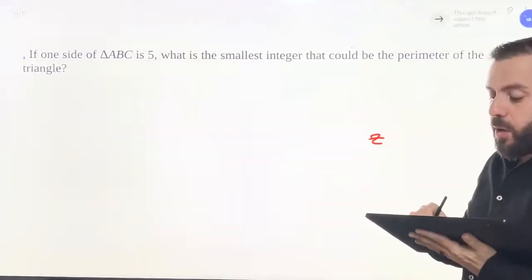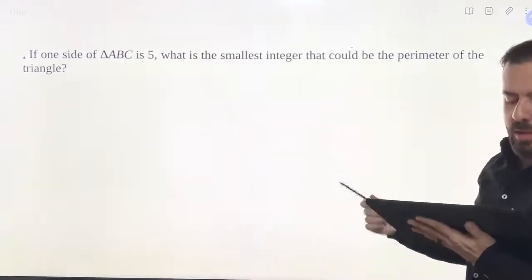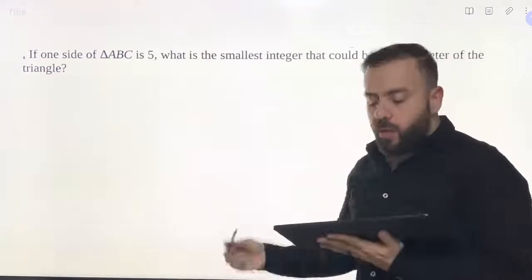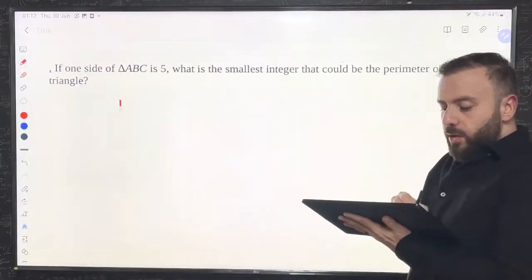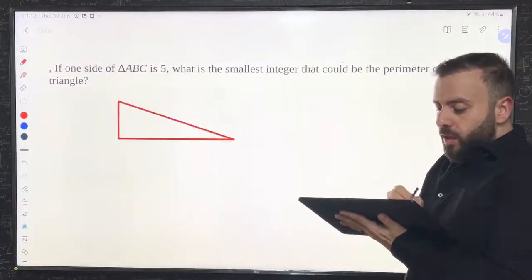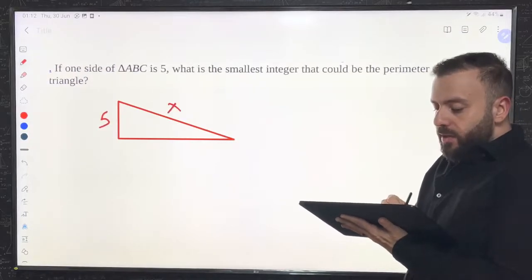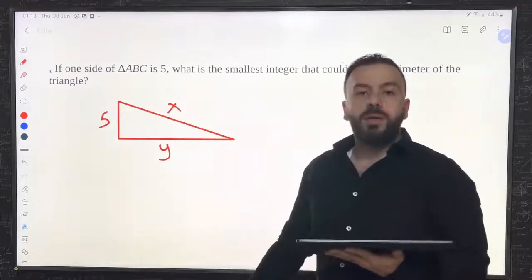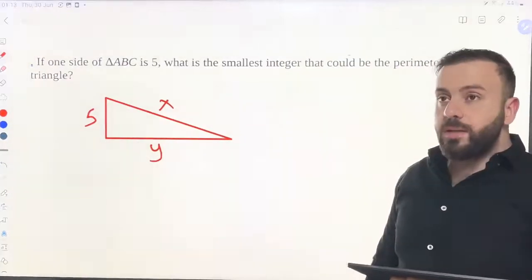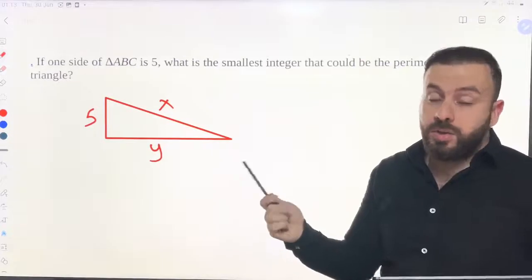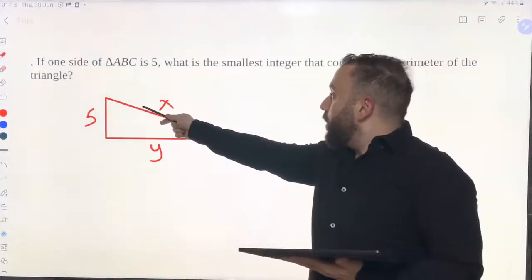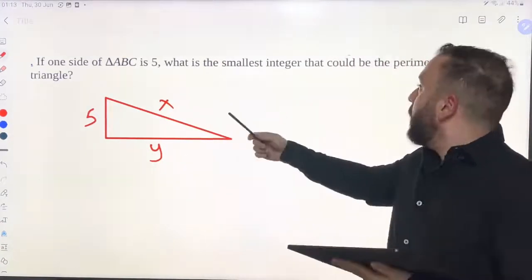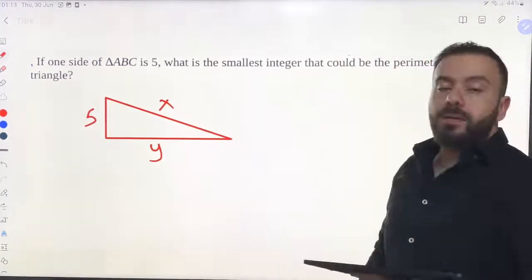This is in the triangle. So if I'm asking about perimeter, the triangle ABC has a side 5. Let's draw a triangle here, any triangle, and say this side is 5, and this is x and this is y. So 5, x and y. So what is the smallest integer? And you should know what an integer is. It's a whole number. So 5 and x and y, and the smallest integer that could be the perimeter.